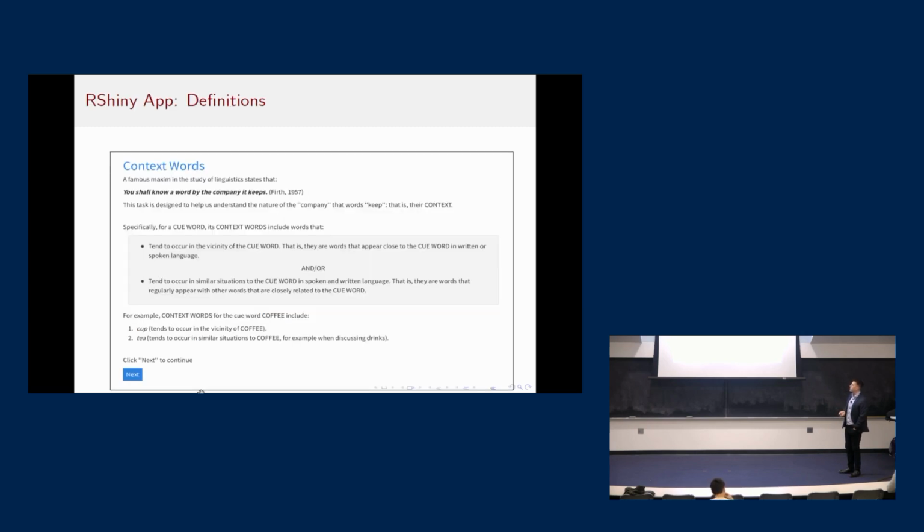So what we're going to do next. I'll give you a second to read this. This is what confronts you if you're doing one of our crowd tasks. They get the first quote too, so they're linguists too now. That helps them know that we're legitimate. And then we tell them this is the first task, so we're asking them to generate context words for us. So we say, specifically for a keyword, its context words include 2 types of words.